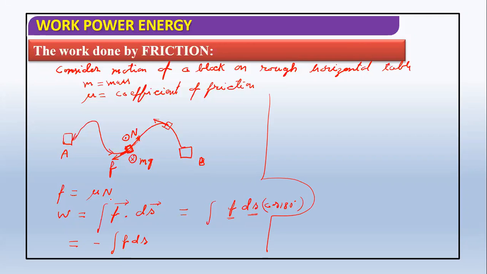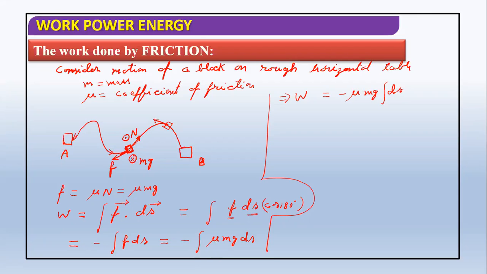Now we can put the value of friction. The value of friction was mu times normal, and normal was equal to mg, so friction is mu mg. So that will be mu mg into ds. Now the work done we can write as, what is constant? Mu is constant, m is constant, g is constant. So minus mu mg into the integral of ds.